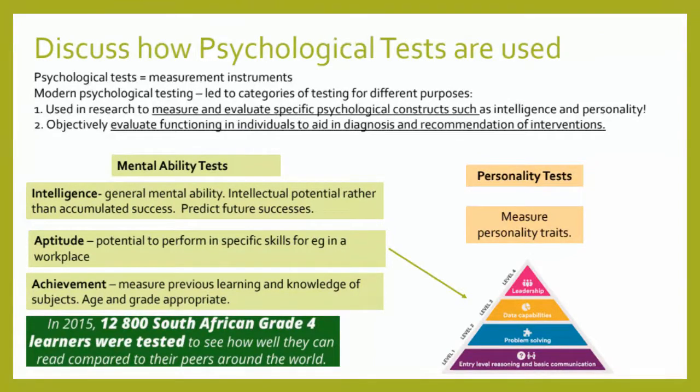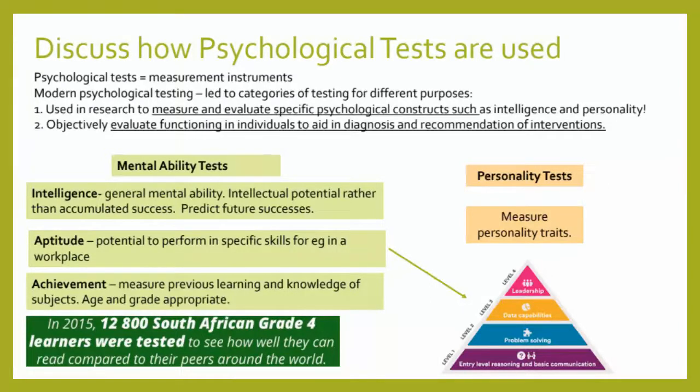And an example of an achievement test is in South Africa, they did a test on literacy. They did a study, and basically in 2015, they took 12,800 South African grade 4 learners to see how they could read compared to their peers around the world. They were measuring achievement based on previous learning and knowledge. And the answer to this question is, out of all of the countries in the world, South Africa came last. So that is a type of achievement test.